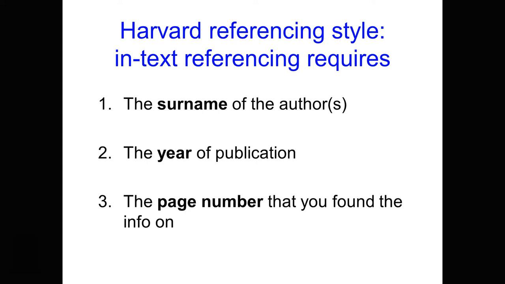Okay, so the Harvard referencing style requires three key parts of information for in-text referencing. That's when you put a quote in or an idea of some kind and you put the reference in brackets after it. So number one, you need the surname of the author. Number two, you need the year of publication. And number three, you need the page number that you found the information on. So those are the three really key parts of referencing.